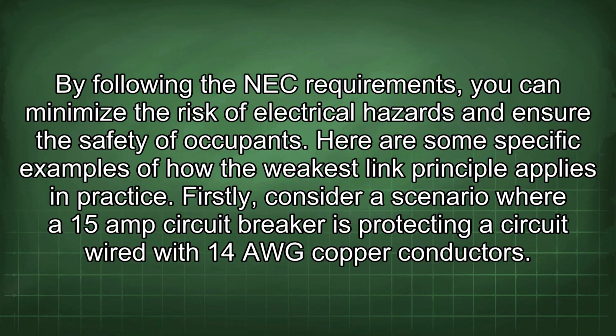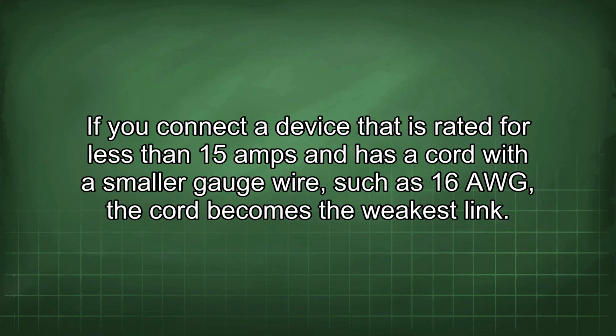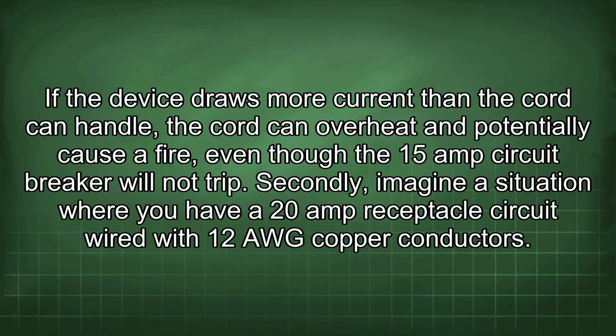Firstly, consider a scenario where a 15 amp circuit breaker is protecting a circuit wired with 14 AWG copper conductors. If you connect a device that is rated for less than 15 amps and has a cord with a smaller gauge wire, such as 16 AWG, the cord becomes the weakest link. If the device draws more current than the cord can handle, the cord can overheat and potentially cause a fire, even though the 15 amp circuit breaker will not trip.